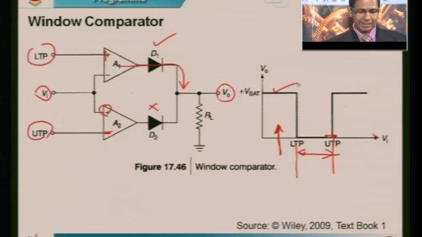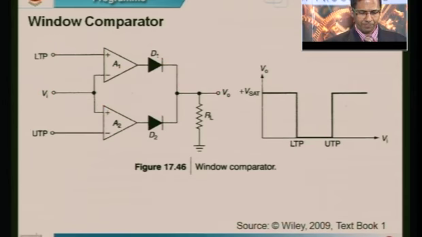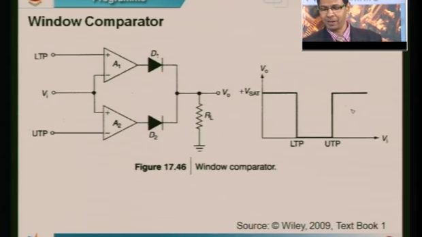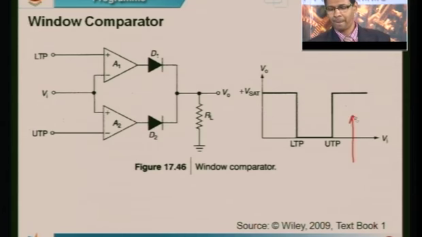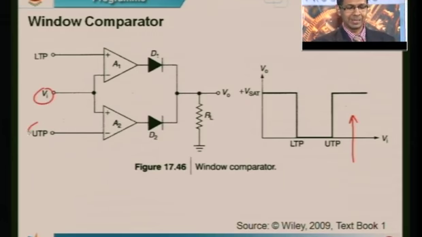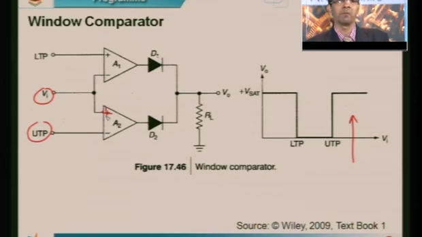Now let us look at the scenario when your Vi is greater than the upper threshold point. Fine. So let's go back and try to redraw. This is a scenario wherein I want my Vi somewhere over here, right? So my Vi is greater than the upper threshold point. Let us see what become the values of the two comparators. Let us look at the lower comparator first. In this case, Vi is greater than the upper threshold point. So the input at the non-inverting pin is larger. So this output is plus Vsat and the diode conducts.